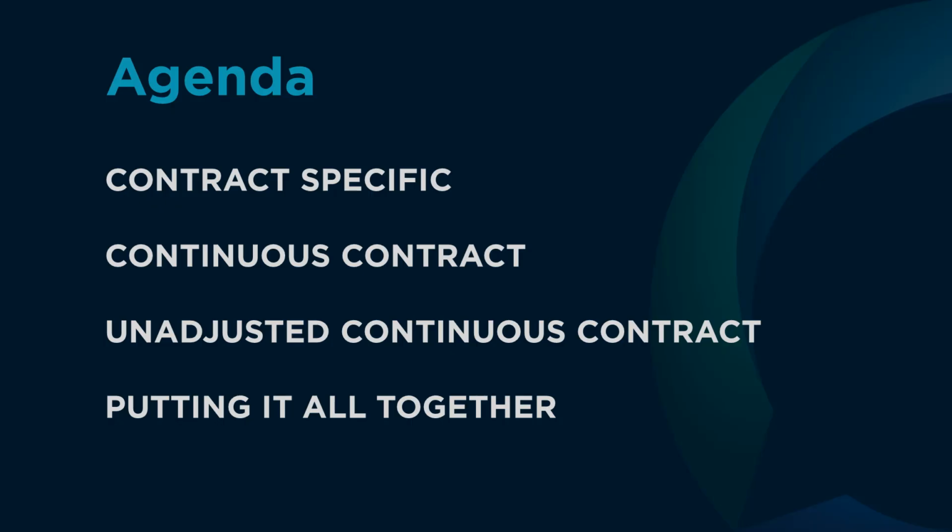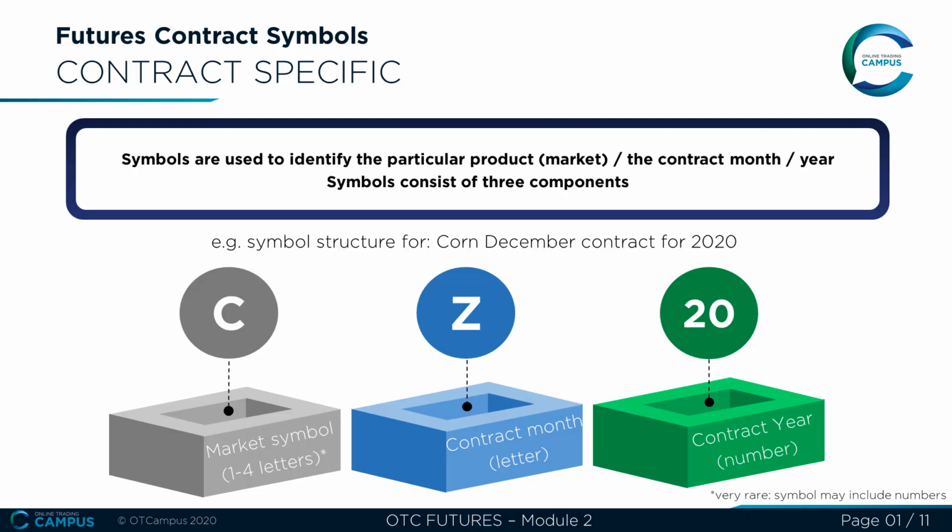In terms of the agenda of this lesson, I will be basically explaining how to plot futures charts correctly on your TradeStation platform, and therefore we have to understand terms such as contract specific, continuous contract and unadjusted continuous contract. And at the end, we will be putting everything together what we have learned in this lesson. So let's get started. Let's start with the contract specific symbols.